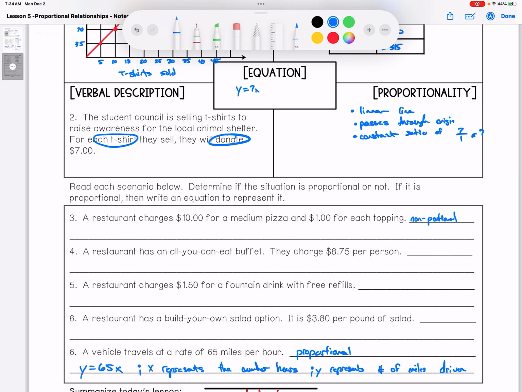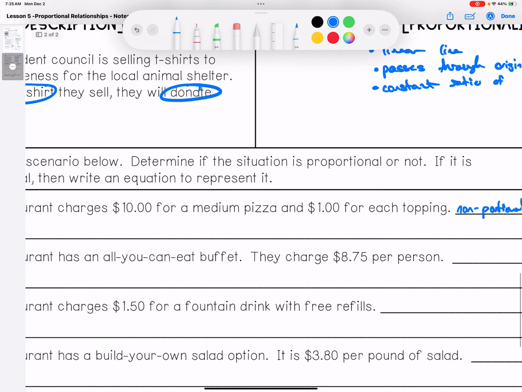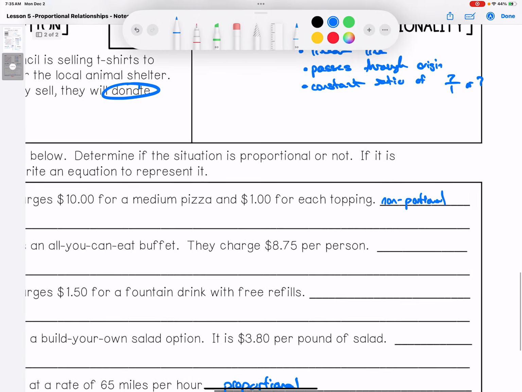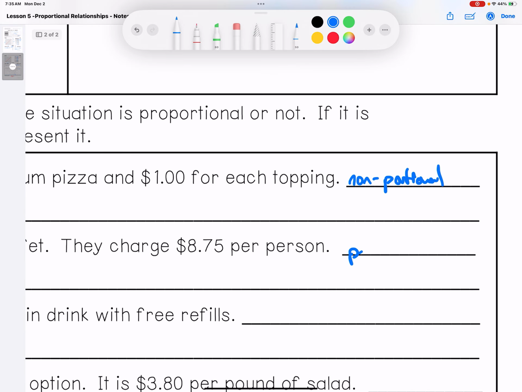All right, number 4. A restaurant has an all-you-can-eat buffet. Oh boy, that sounds pretty good. They charge $8.75 per person. Anytime you see that per, that's probably proportional, unless there's a fee at the beginning. So is it proportional? Yes, it is proportional. Why? Because there's no fee at the beginning. I can't spell proportional. I misspelled it up top too.